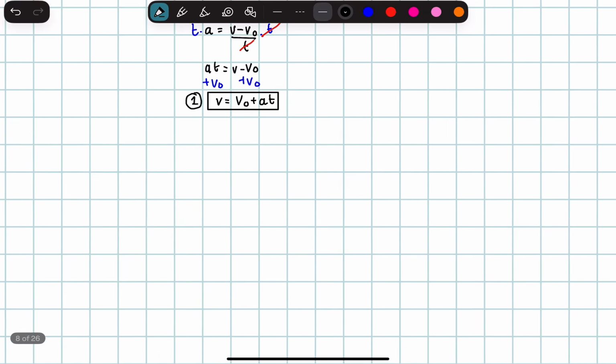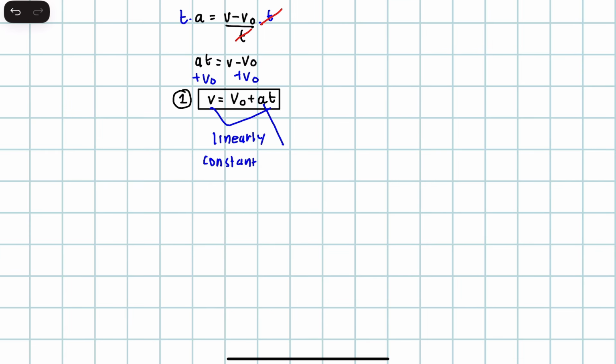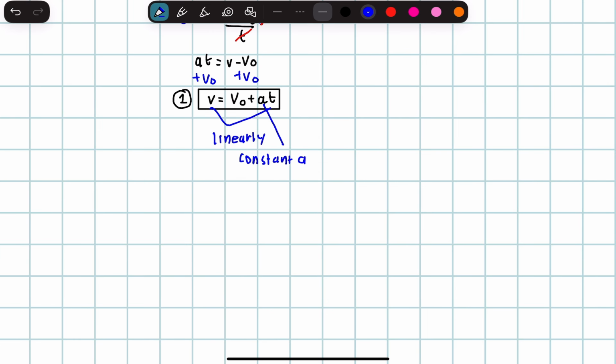Now, this says that velocity changes linearly with time. And also that a constant acceleration adds the same amount of velocity every second.